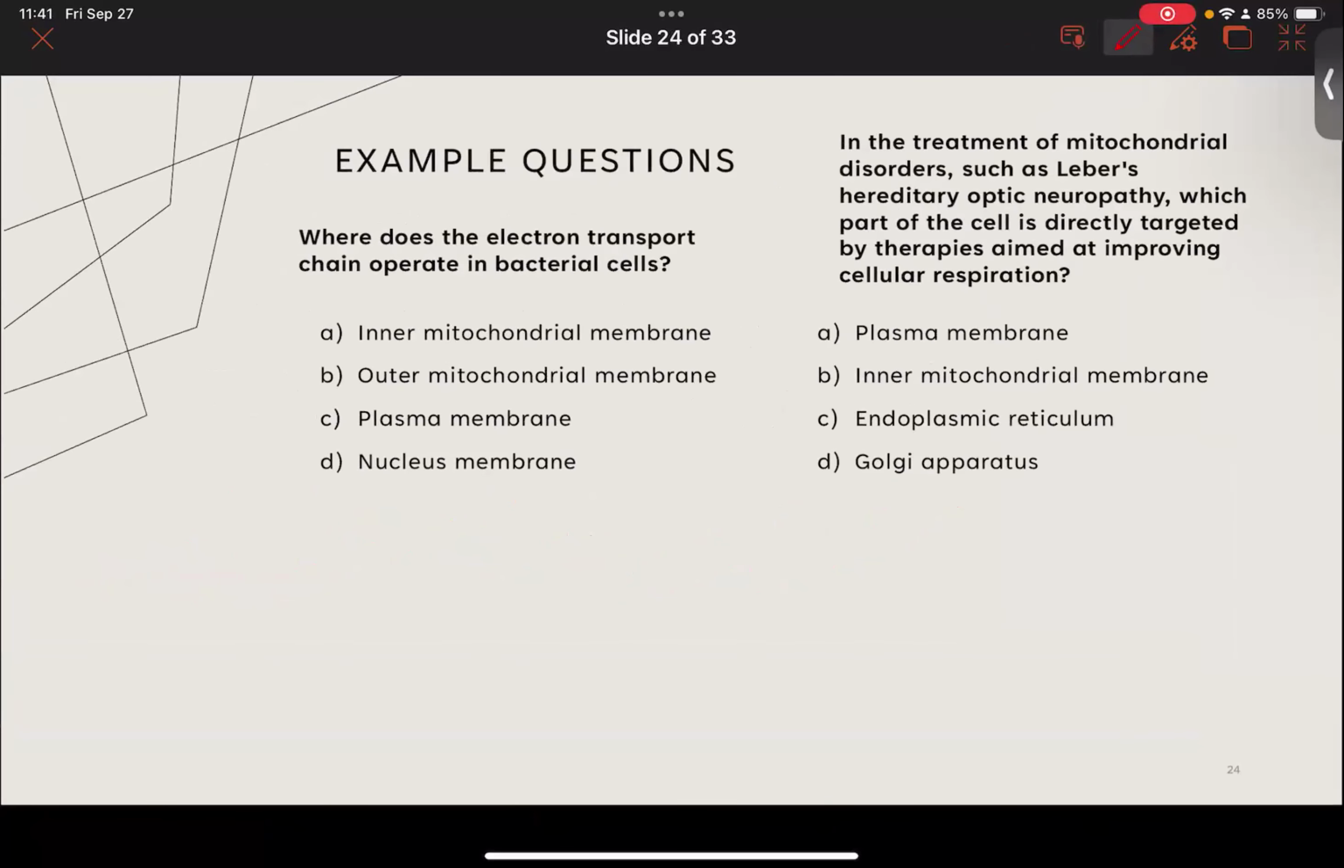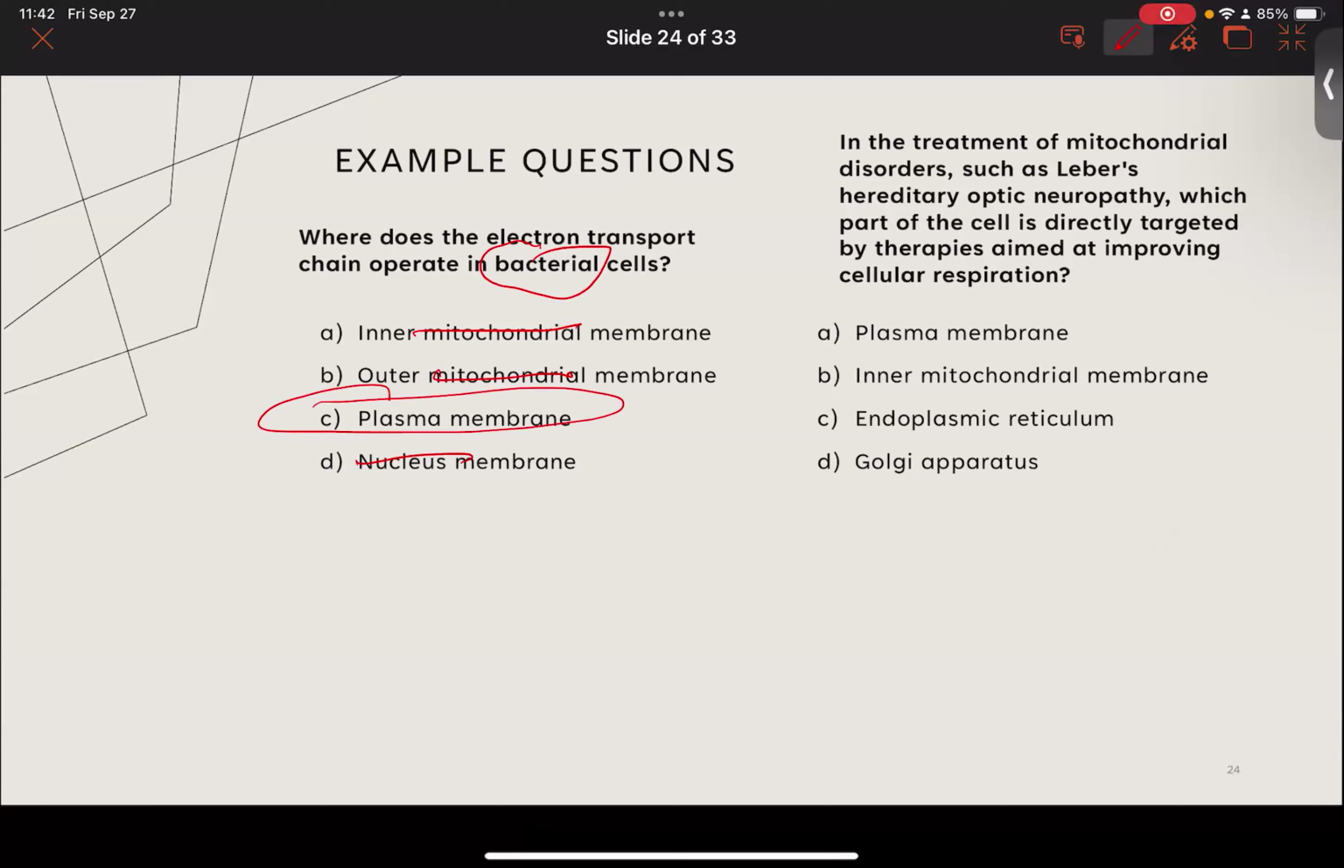Okay, so our question is about the location of our electron transport chain. Where does the electron transport chain operate in bacterial cells? I could swear this is almost the question, almost word for word. The inner mitochondrial membrane, the outer mitochondrial membrane, the plasma membrane, or the nucleus membrane. Break it down for you. It's asking us about bacteria. Bacteria do not have a mitochondria, and they do not have a nucleus. Answer. Okay. Next question.